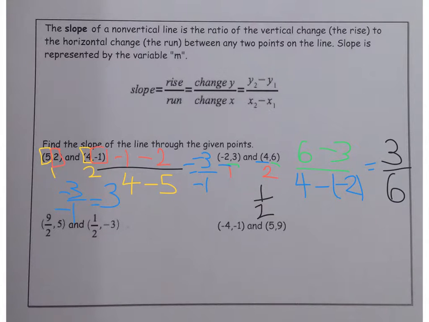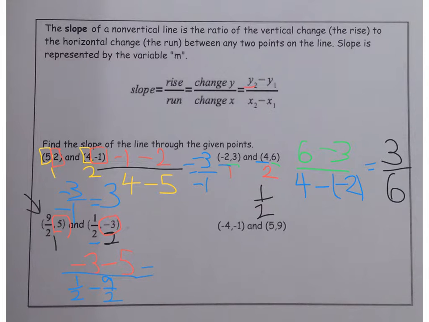Now on this bottom part here, the same rules apply. I'm going to do this one, and then I'm going to leave the other one for you to do. So here, this is going to be my point 2, and this is going to be my point 1. When I do that, my y value here is going to be -3, because that's my y2, minus 5, that's my y1, over 1/2, that's my x2, and then minus 9 over 2.